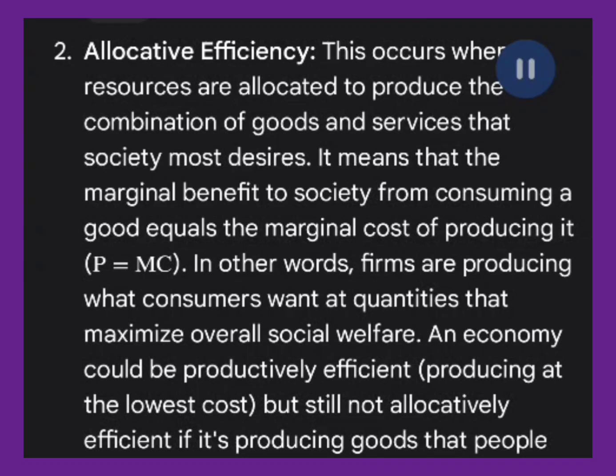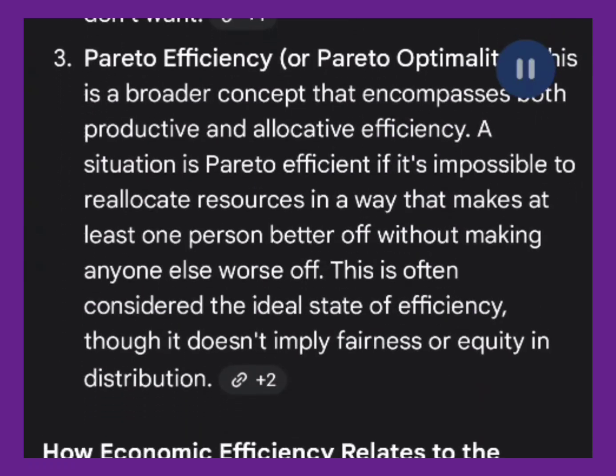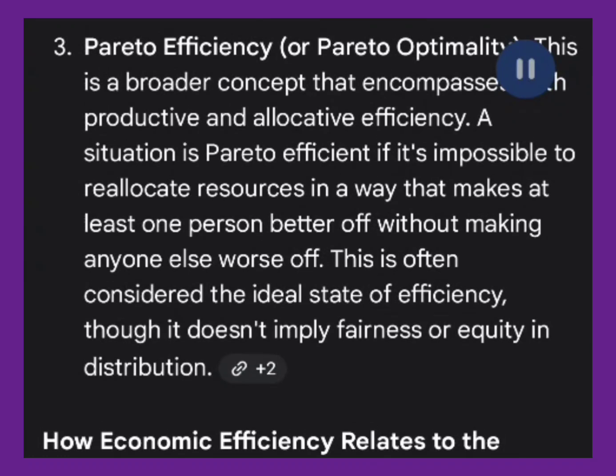An economy could be productively efficient, producing at the lowest cost, but still not allocatively efficient if it's producing goods that people don't want. 3. Pareto efficiency or Pareto optimality. This is a broader concept that encompasses both productive and allocative efficiency. A situation is Pareto efficient if it's impossible to reallocate resources in a way that makes at least one person better off without making anyone else worse off. This is often considered the ideal state of efficiency, though it doesn't imply fairness or equity in distribution.